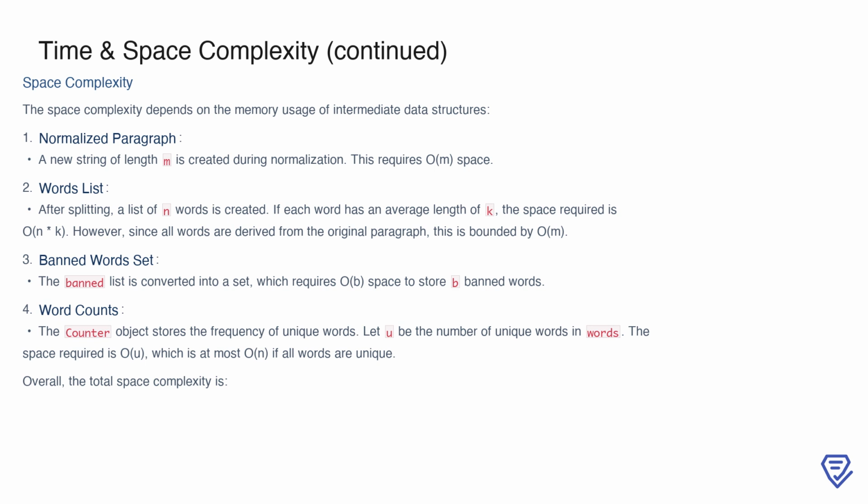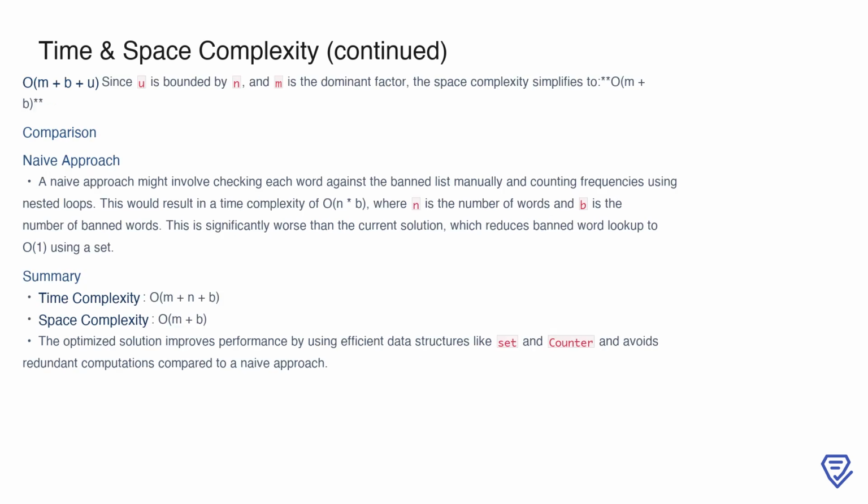Finally, the Counter object stores the frequency of each unique word. If there are u unique words, this requires u space. Since u is at most n, this contribution is bounded by n. Combining these terms, the total space complexity is m + b + u. Finally, since u, the number of unique words, is bounded by n, and m is the dominant factor, the space complexity simplifies to m + b. Comparing this approach to a naive solution, where each word might be manually checked against the banned list and frequencies counted using nested loops, we see a clear improvement.